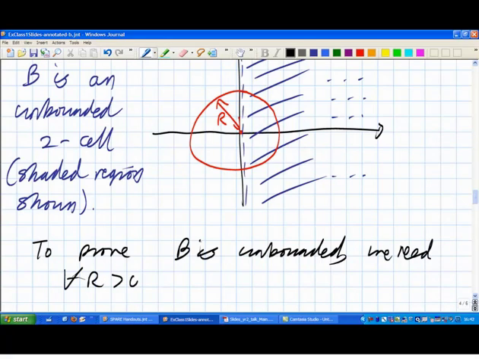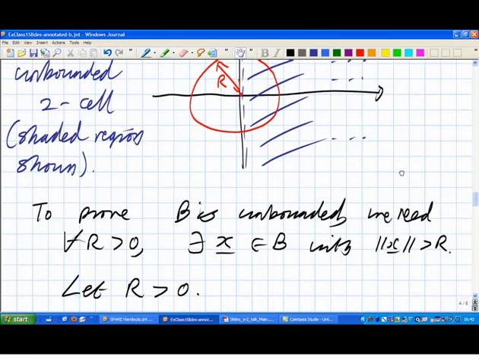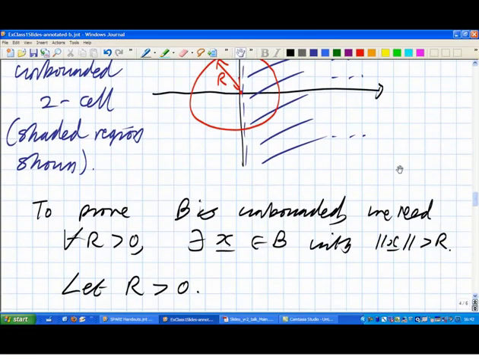So to prove B is unbounded, we need that for all R greater than 0, there exists an X in B with norm X bigger than R. So we'll let R be greater than 0, and we're looking for a point X that's further from the origin than that. Here's our diagram of what we're going to do, and I already know we've got one example on the right, which we sorted out earlier.